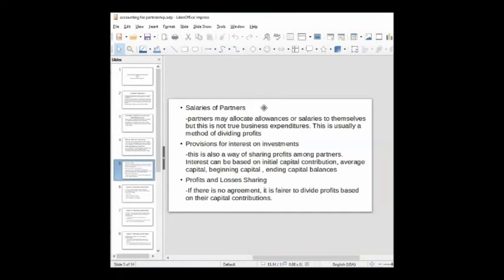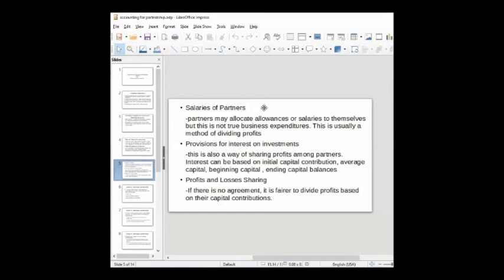There is also a provision for interest on investment. Yet again, this is not a kind of expense on the part of the partnership book, as this is also a way of sharing profit among partners. That means the interest can be based on initial contribution, or the average capital, or the beginning capital, or the ending capital balances.